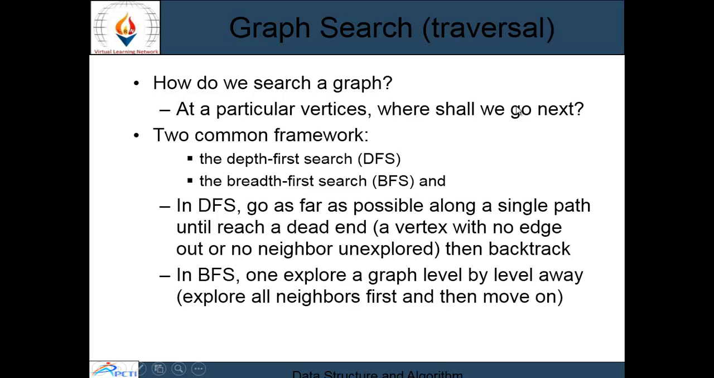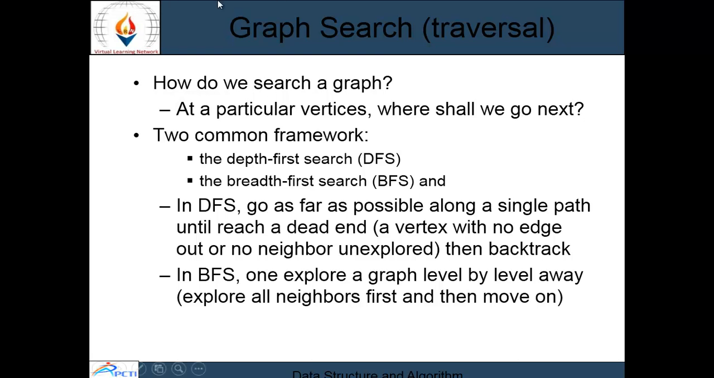Now, what is the meaning of traversal of a graph, or graph search? The traversal of a graph means visiting each and every vertex of the graph at least once. And if you think about how we search a graph, then at a particular vertex, where shall we go next? All these questions can be solved by graph traversal.